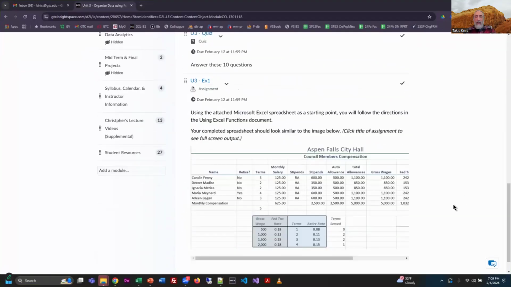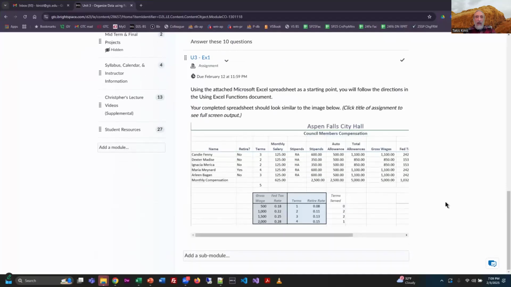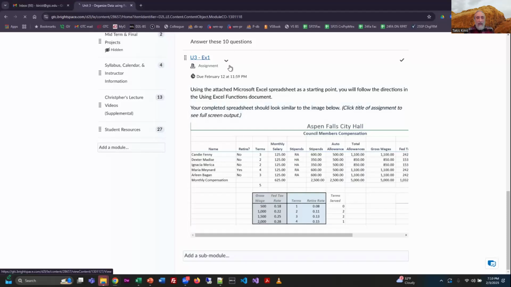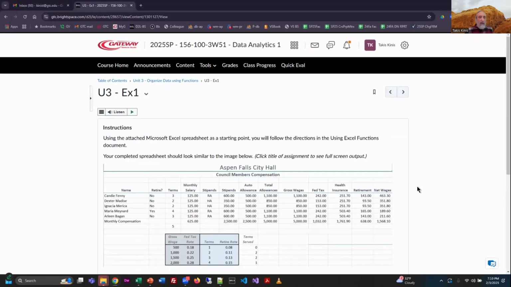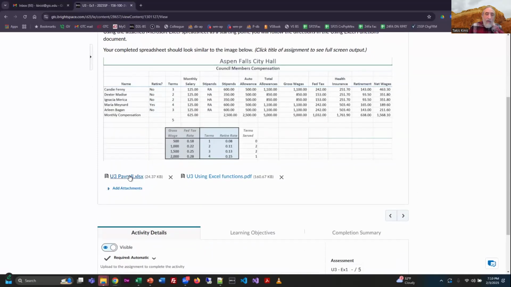All right, so what we're going to do next is begin to work on this spreadsheet and try to figure out what we need to do and how we're going to use some of the functions that we have provided to solve this spreadsheet. I'm going to click on the assignment title here to get us rolling. And we do want to start by downloading the spreadsheet.